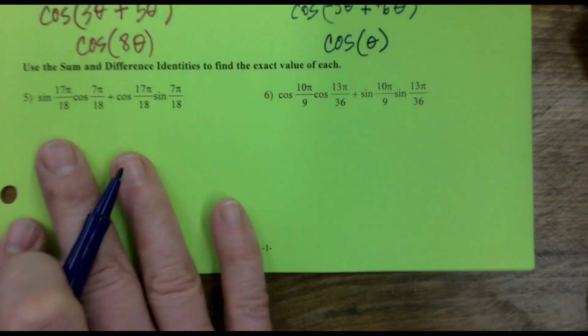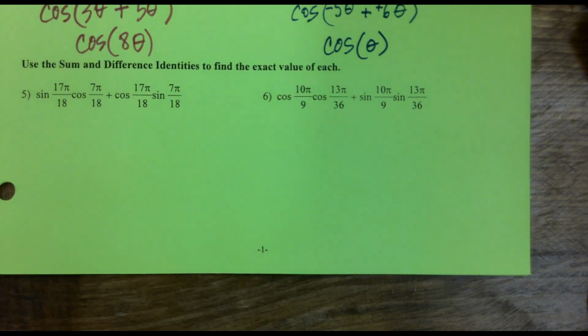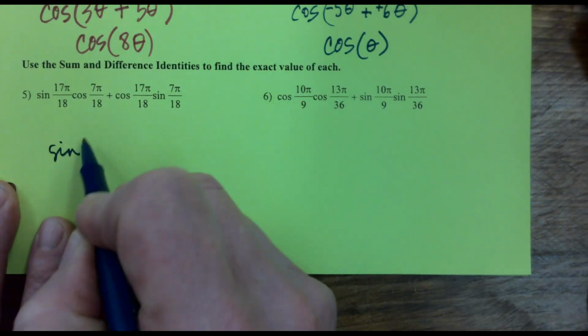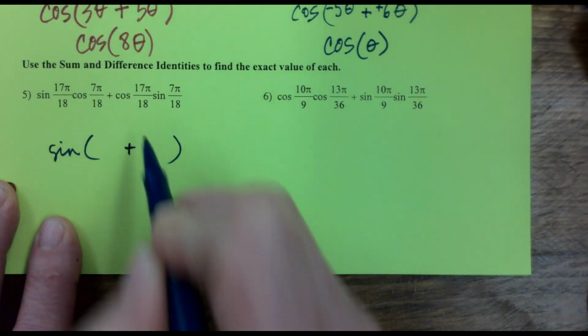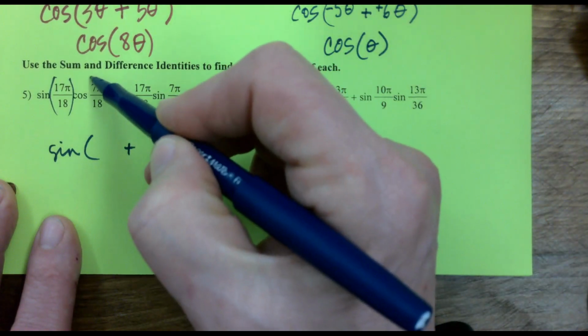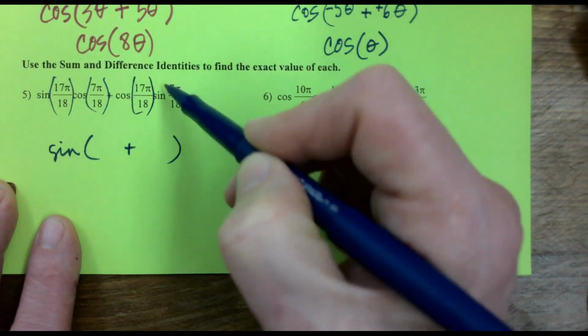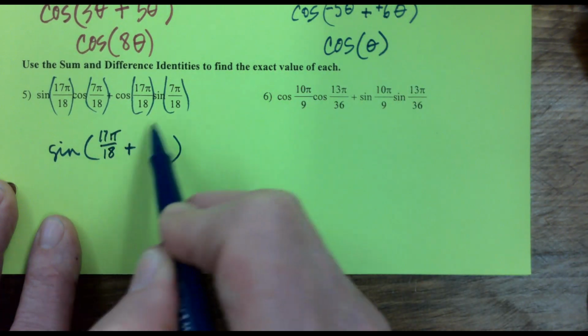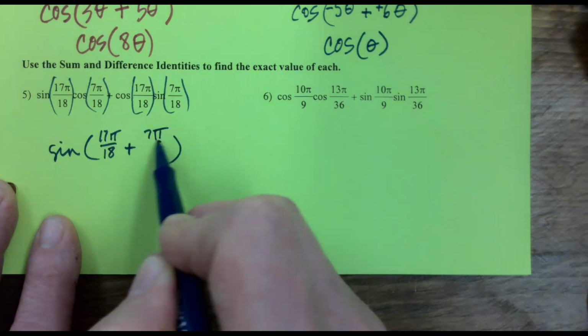So I'm going to go through that same concept on number 5. I want to figure out which identity I'm using, put my angles in, and then see if I can evaluate it. All right? So this is the sine sum. Agreed? Okay. My 2 angles are 17 pi over 18 and 7 pi over 18.